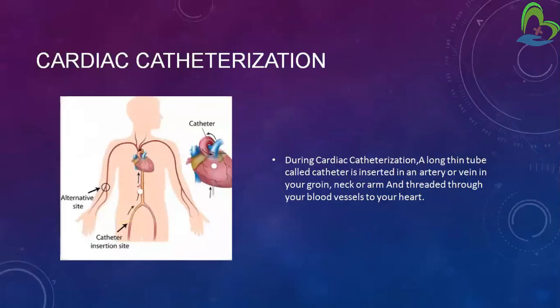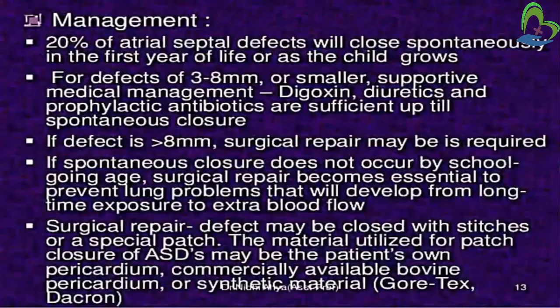Okay, now the next test is cardiac catheterization. In cardiac catheterization, a long thin tube called a catheter is inserted in an artery or vein in your groin, neck or arm and threaded through your blood vessels to your heart. Okay, so this procedure we can use for diagnostic purposes and also for surgery. A catheter will be passed through your artery or vein, and this catheter then goes into the heart, and we can use it for diagnostic purposes and also for surgical purposes.